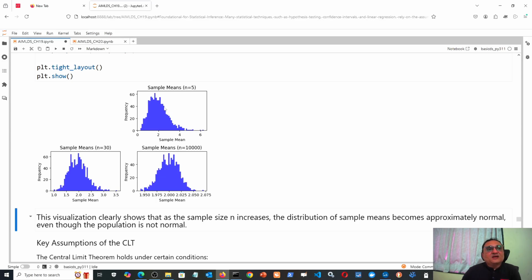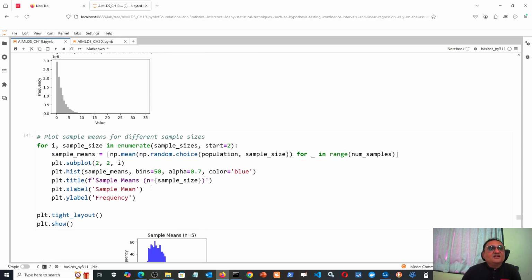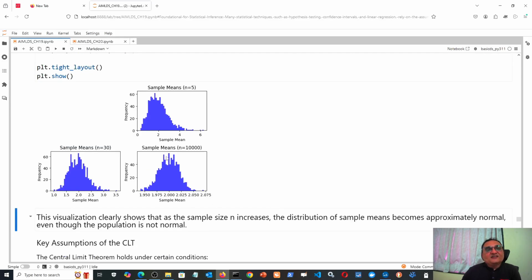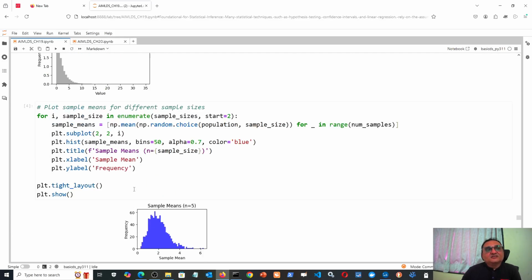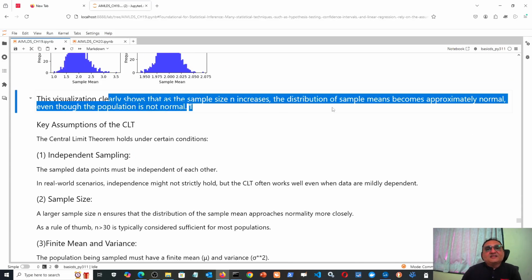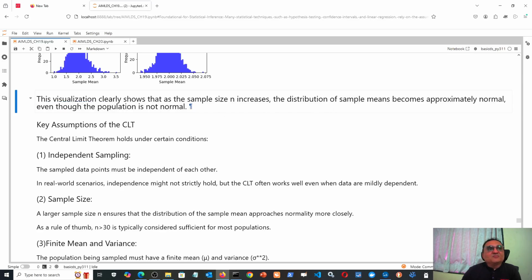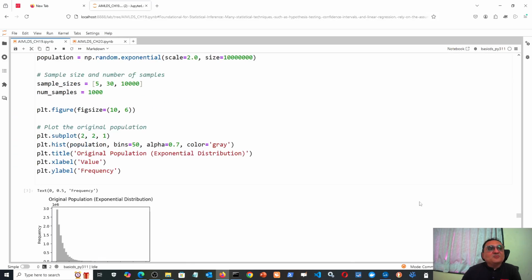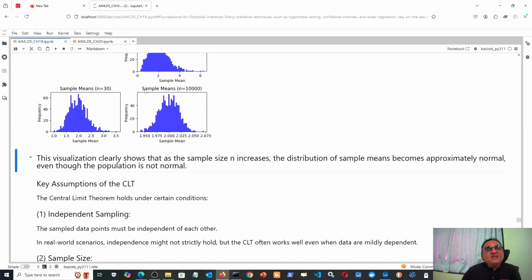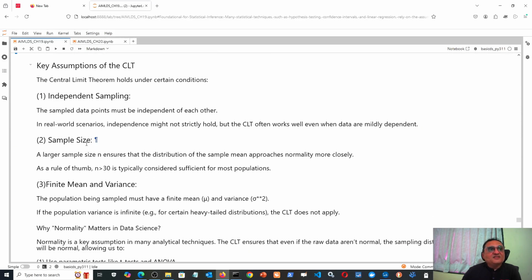Okay. Now for 10,000, you can see that it is even closer to the normal distribution. Okay, so as compared to 5 and 30, this is a much more normal distribution, right? So you can use sns also to plot the KDE, kernel density estimation, along with the histograms, but it is sufficient. So as sample size increases, the distribution of sample means becomes approximately normal, even though the original population is not normal. Okay. So the original population is not normal, but the means of different samples, they are normally distributed.